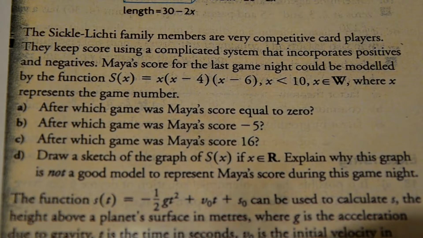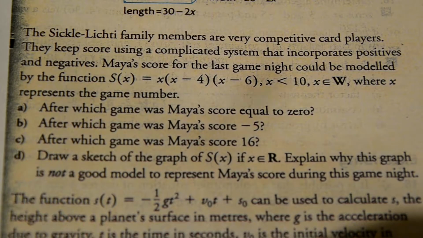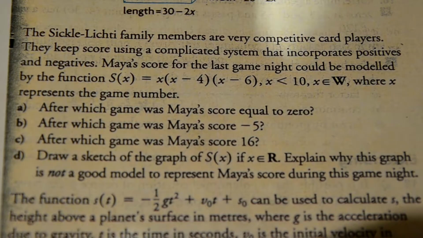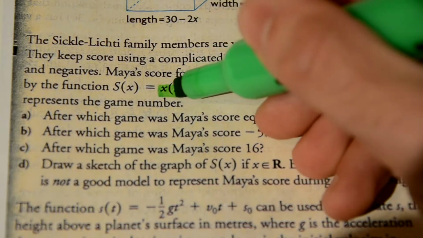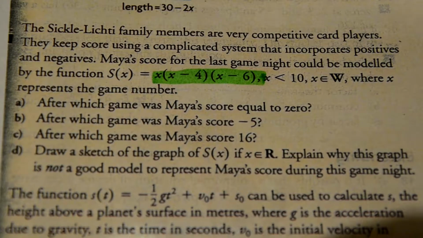Question 11 on page 205 reads, the Sickle family members are very competitive card players. They keep score using a complicated system that incorporates positives and negatives. My score for the last game night could be modeled by the function S(x) equals x times (x minus 4) times (x minus 6), where x is less than 10. As you can most likely tell, this question revolves around the function x times (x minus 4) times (x minus 6). This function is a polynomial, which we learned how to solve in Unit 2 of Advanced Functions.